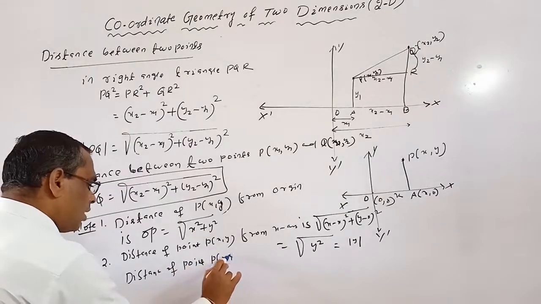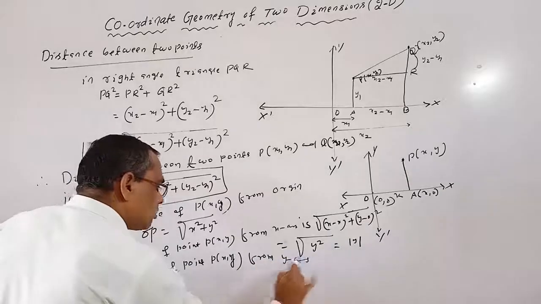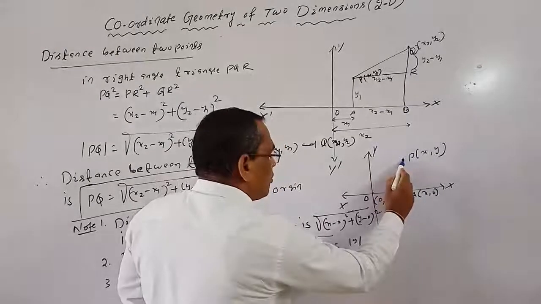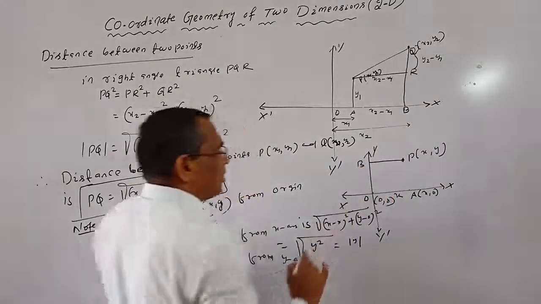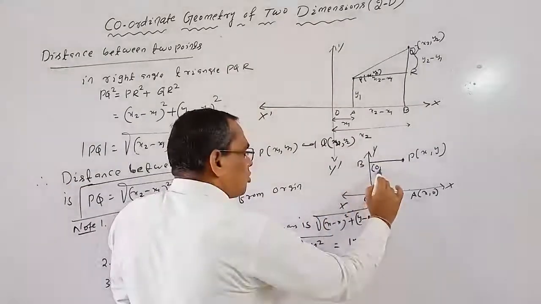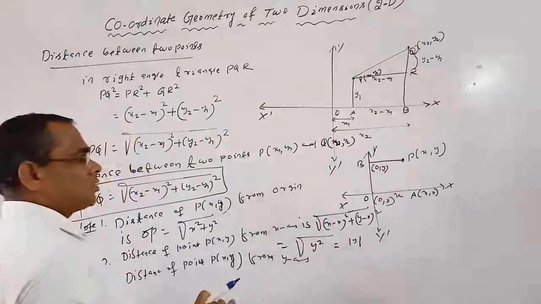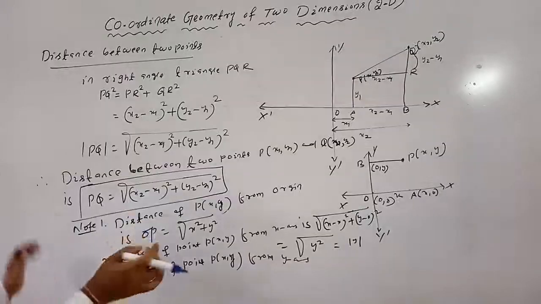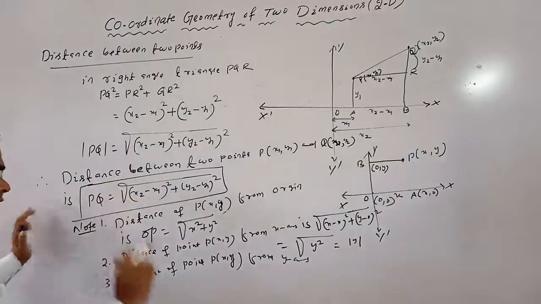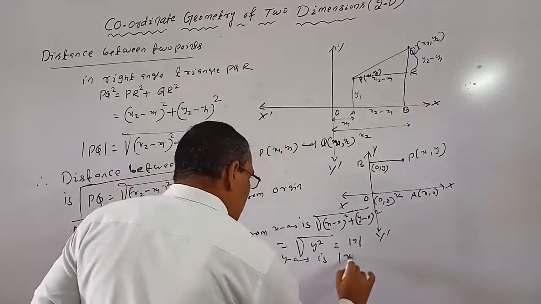P(x, y) from the y axis. From the y axis means you have to draw another perpendicular line from the point P on the y axis. Here B is the foot of the perpendicular on the y axis, and its coordinate is (0, y). So its distance is the square root of (x minus 0) squared plus (y minus y) squared, that is x squared, and the square root means mod x. So the distance of the point P(x, y) from the y axis is mod x.